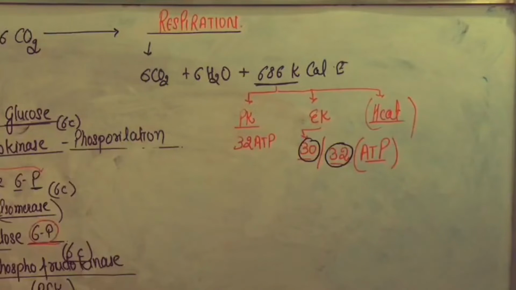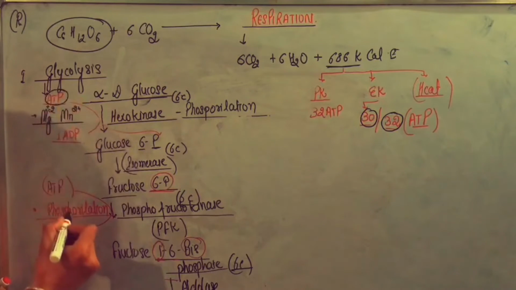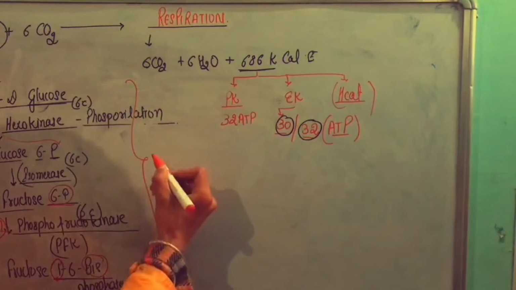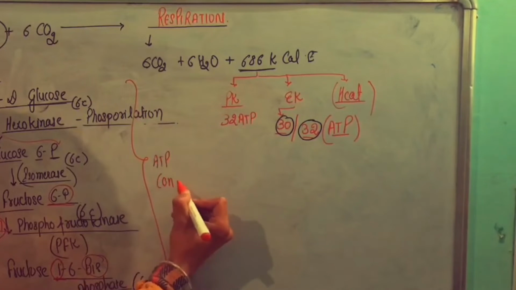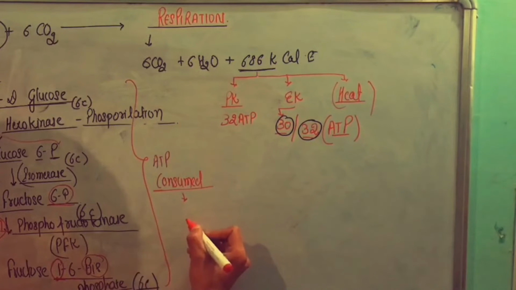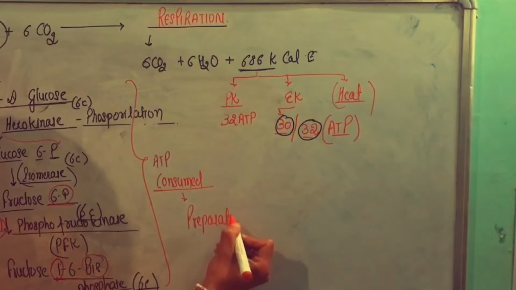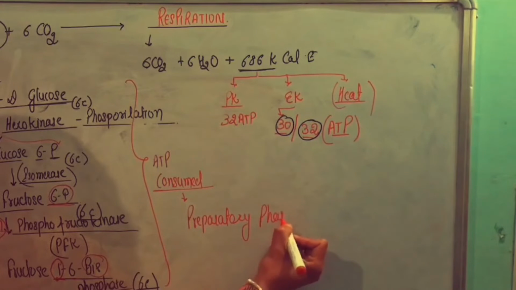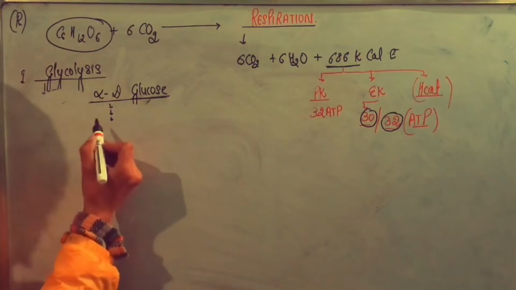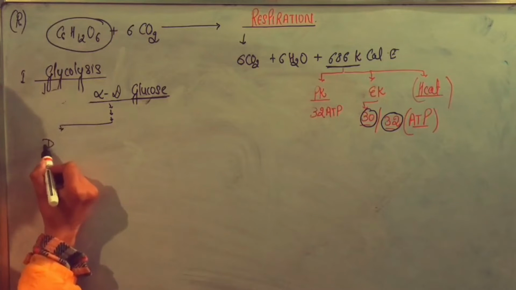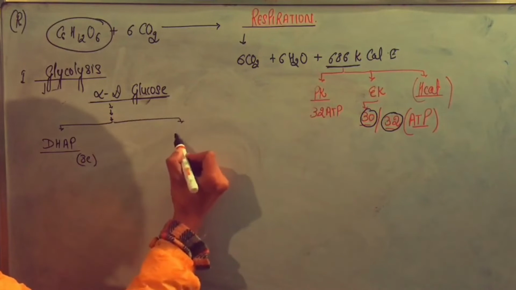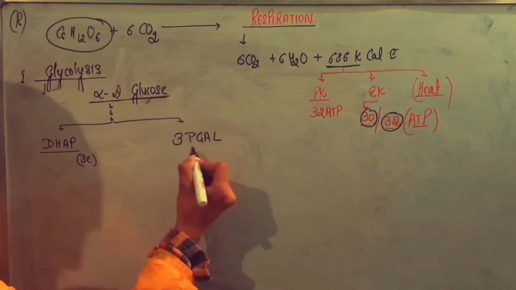Till now, in the glycolysis, one ATP is consumed over here and another ATP over here. So this whole phase of glycolysis, in which only ATP is consumed, is called the preparatory phase. So alpha D glucose molecule at the end of preparatory phase forms 3 carbon compound dihydroxyacetone phosphate, and another molecule of 3-phosphoglyceraldehyde.